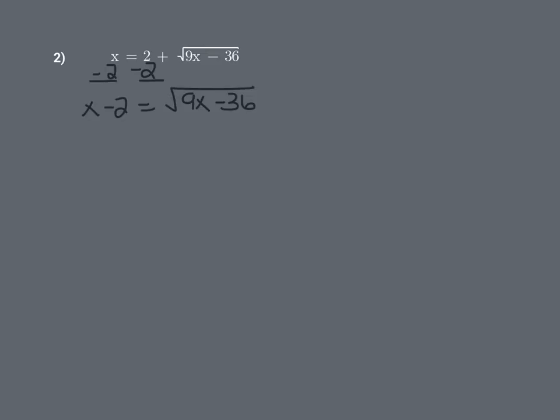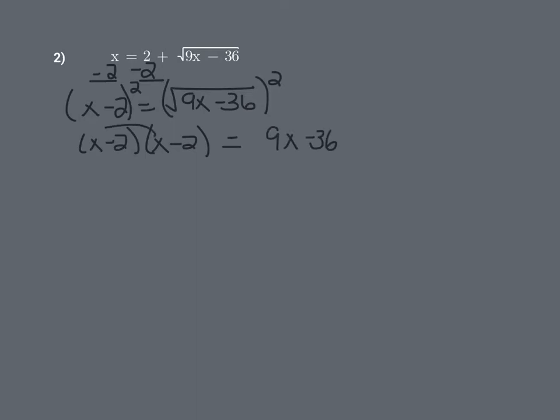Step number 2 is to square both sides of the equation. And the reason we do that again is because a square and a square root cancel each other out. So on the left-hand side of the equation, since x minus 2 is being squared, it means we have 2 of them. And when you square a radical, they cancel each other out. So I'm left with 9x minus 36.